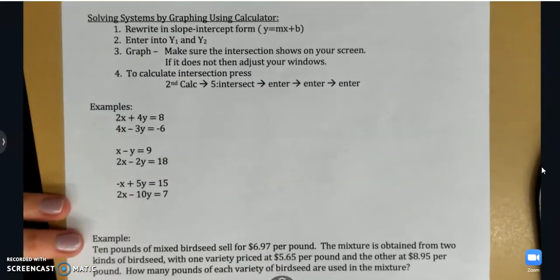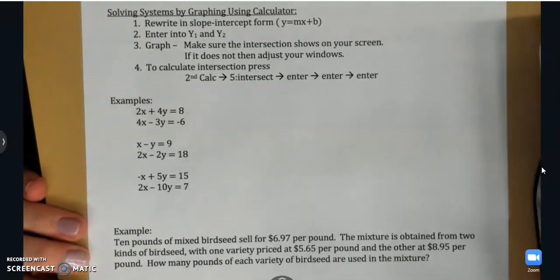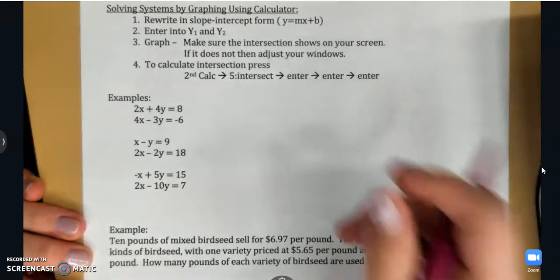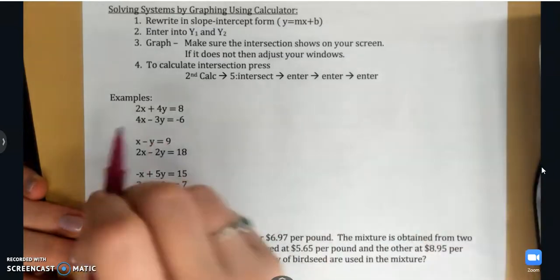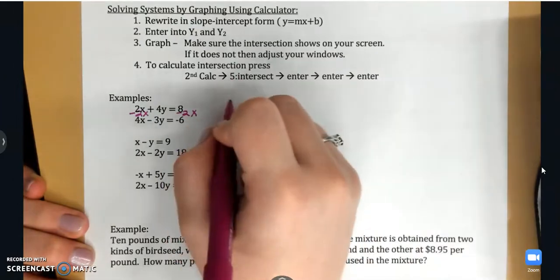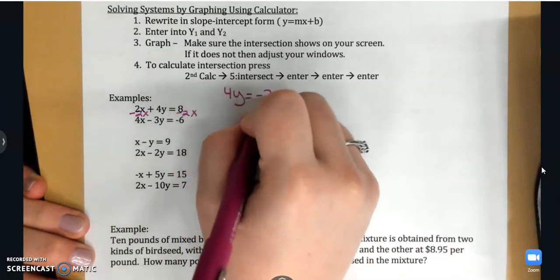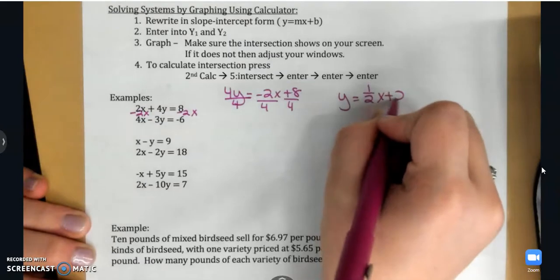Okay. On to the back side, and this is where you'll need your TI-84 if you don't already have that handy. We can solve these by hand, but there's also a way that we can solve these in the calculator. So the first step is that these equations need to be written in slope-intercept form, meaning you have to get y by itself. So if we rewrite this first equation by moving over my x's and then dividing everything by 4, we're going to get negative 1/2 x plus 2.